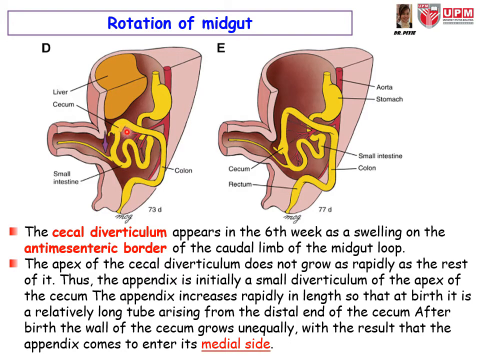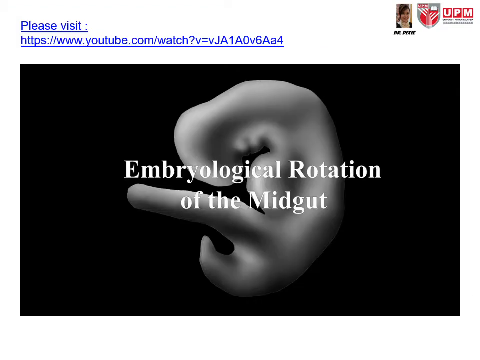At the beginning of the 10th week, when the limbs start to re-enter into the abdominal wall, the cecum is located temporarily higher up in the right upper quadrant. Slowly during development, the cecum will then reach its final destination at the right iliac fossa. This is a brief overview of the embryological rotation of the midgut.